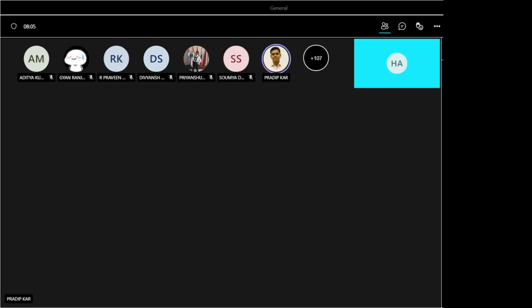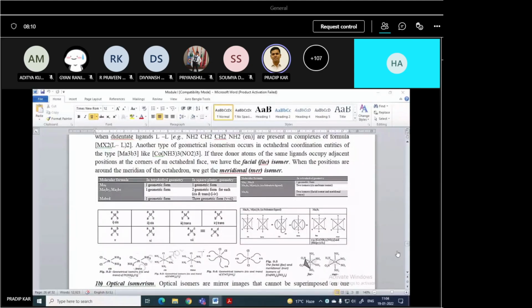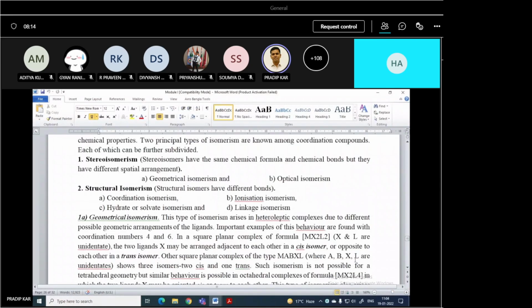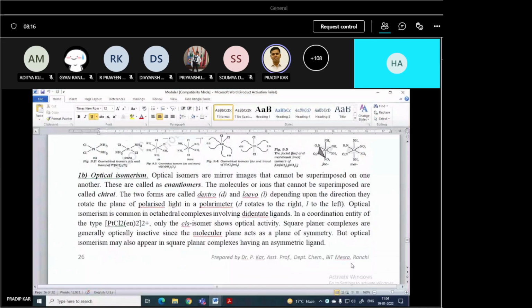As we have discussed in the previous class, optical isomerism is only possible when the mirror image of the compound is not superposable with the real one.